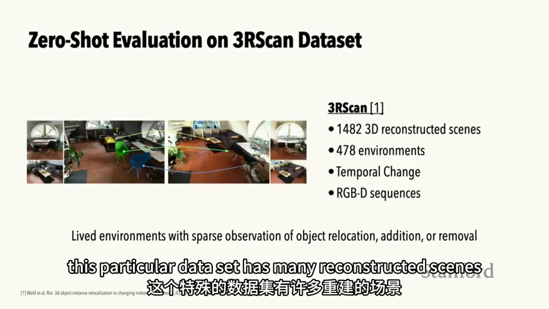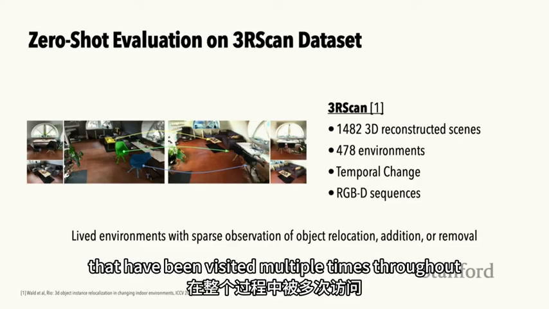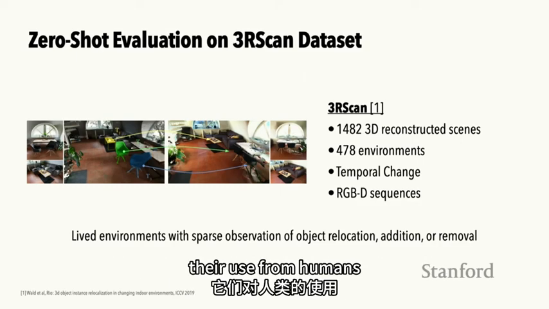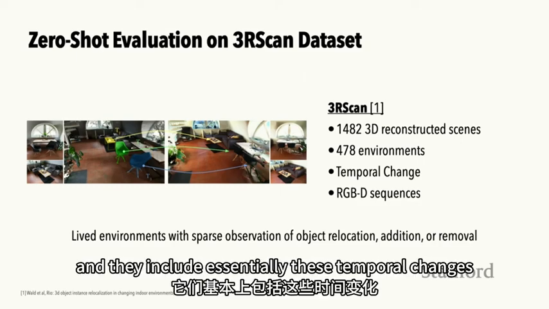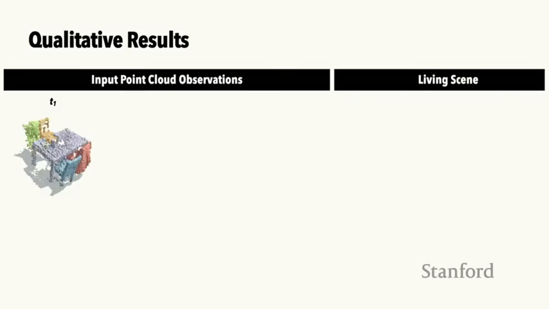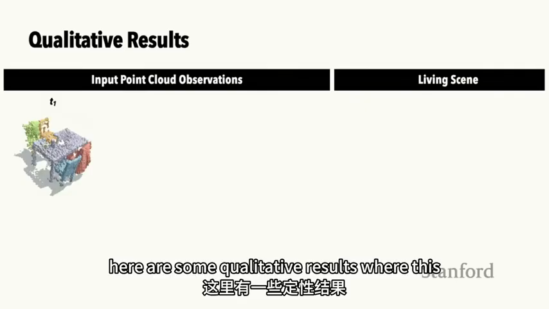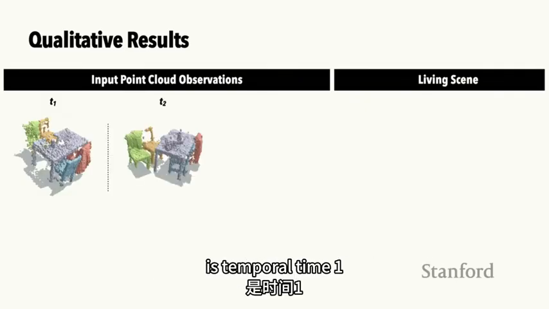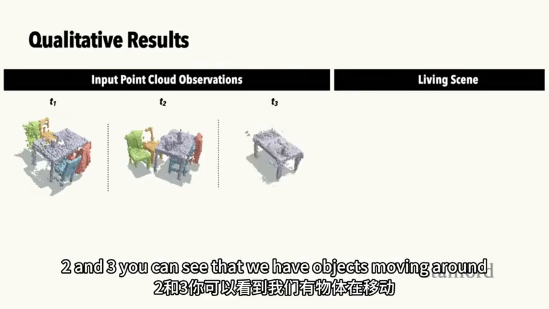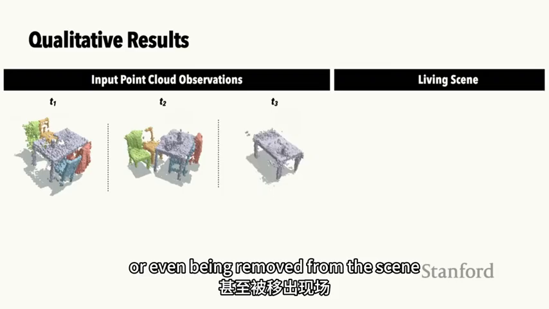This particular dataset has many reconstructed scenes that have been visited multiple times by humans, and they essentially include these temporal changes. Here are some qualitative results, where this is temporal time 1, 2, and 3. You can see that we have objects moving around or even being removed from the scene.